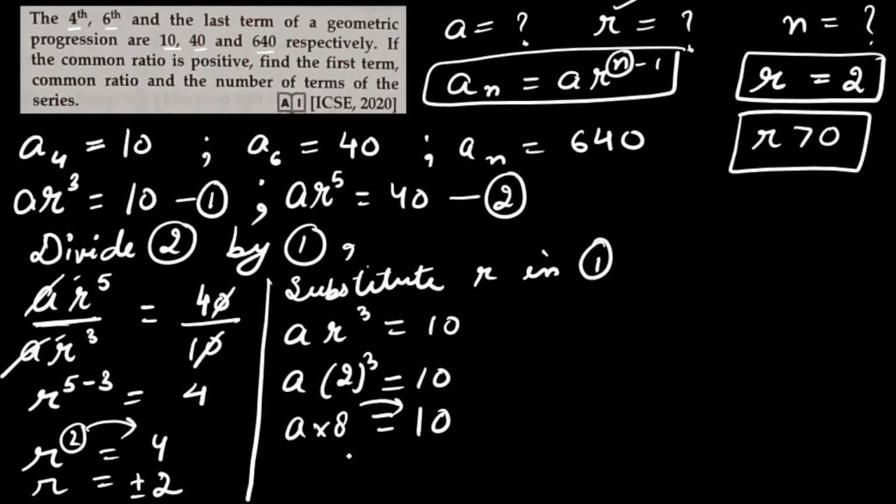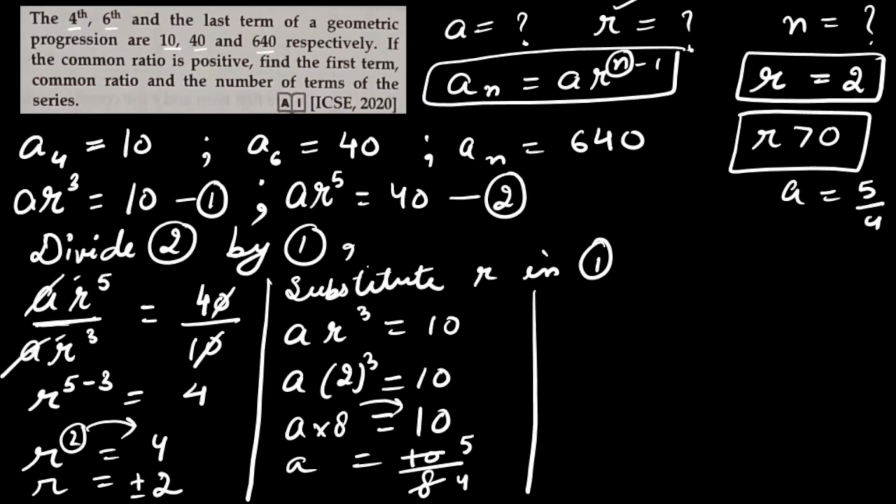Now, when I shift 8 to the other side, it will get divided, as here it is getting multiplied. So a is equal to 10 by 8. Here I'll cancel by 2 and get 5 by 4. So the value of a is equal to 5 by 4. Now two things we have found. a is 5 by 4 and r is 2.